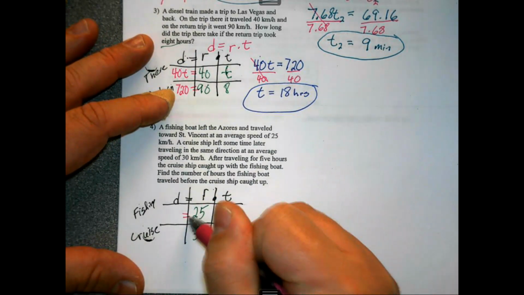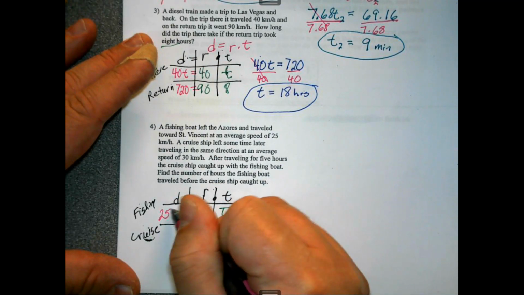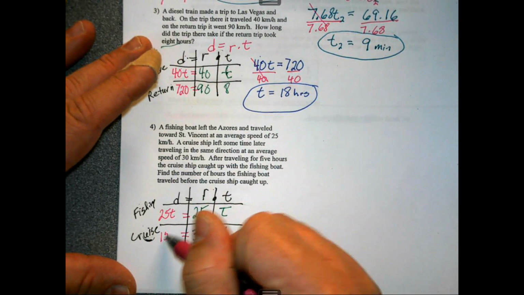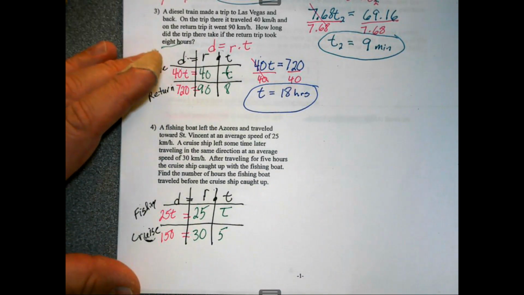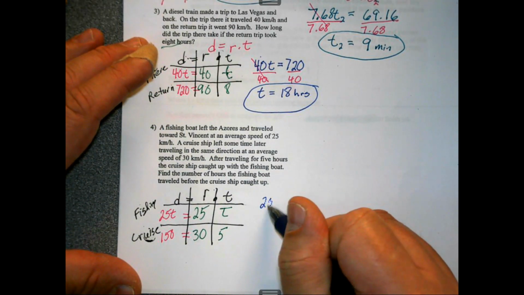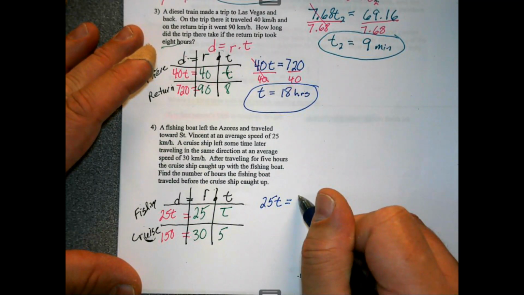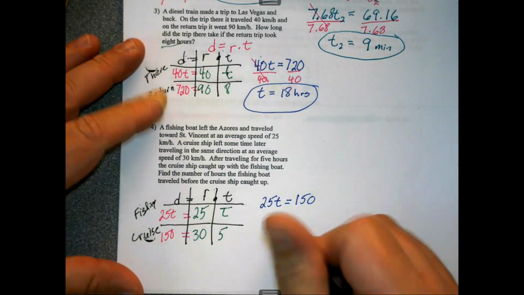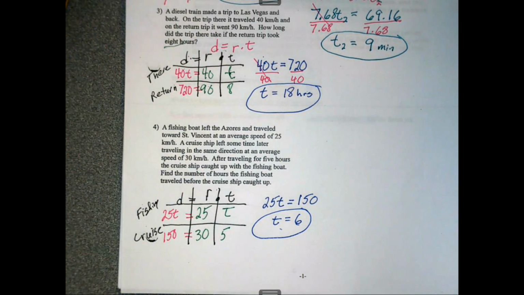All right, so my distance then for the fishing vessel is 25t. And then 5 times 30 is 150. And again, the distances are the same, so I'll set those equal to each other. 25t has to equal 150. And how many quarters in a buck 50? Six. Yep. So t equals 6.